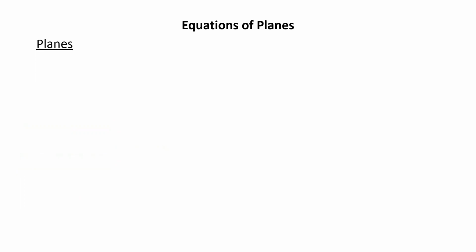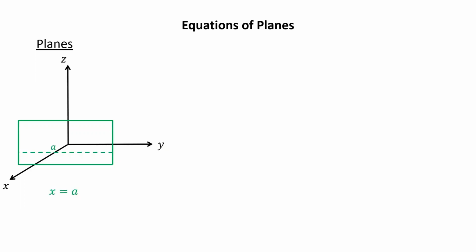Equations of planes. I want to start by looking at some special cases of planes, starting with the planes that are parallel to the coordinate planes. So, for example, here we have a picture of a plane that's parallel to the YZ plane. A plane that's parallel to the YZ plane has equation x equals a for some real number a. For example, the YZ plane itself has the equation x equals 0 because the x coordinate of every point in the YZ plane is 0.